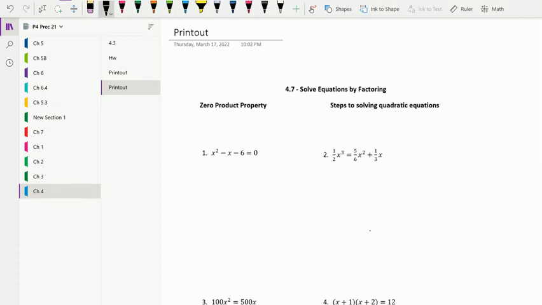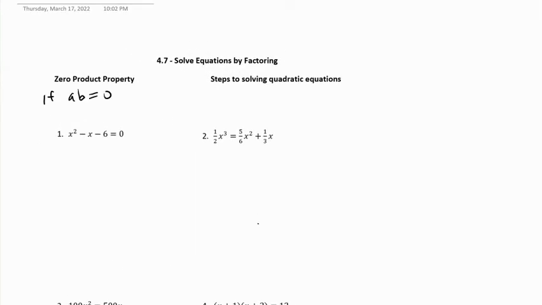All right, so today we have solving equations by factoring. When we solve equations by factoring, we're going to take advantage of the zero product property. The zero product property says if I multiply two things together and it equals zero, then A and/or B would equal zero.